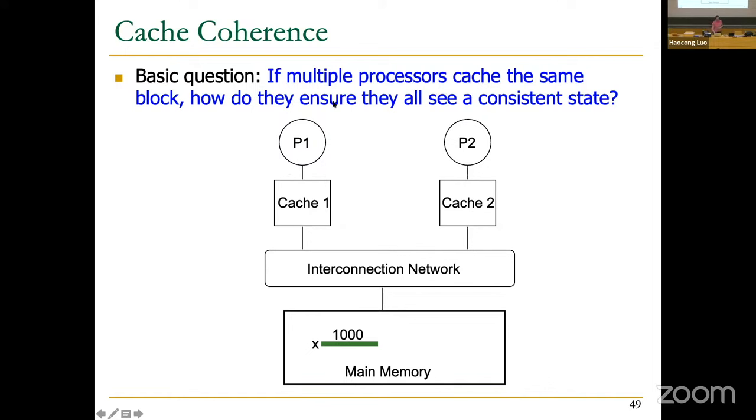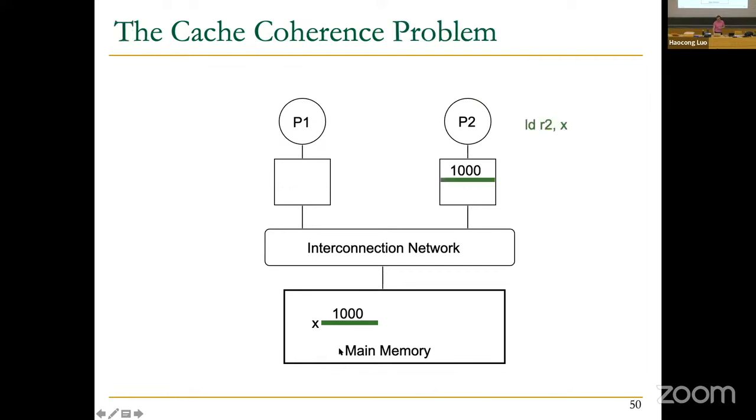So we have two processors over here, processor 1, processor 2. They have private caches, cache 1 and cache 2. And there's some network through which they communicate to main memory. And we're going to look at this particular cache block X, whose value is initially 1000, right? So let's take a look at what these processors do. Let's say processor 2 loads X, or part of X, into some register. Let's say the value it loads is 1000. That's nice. The X gets cached.